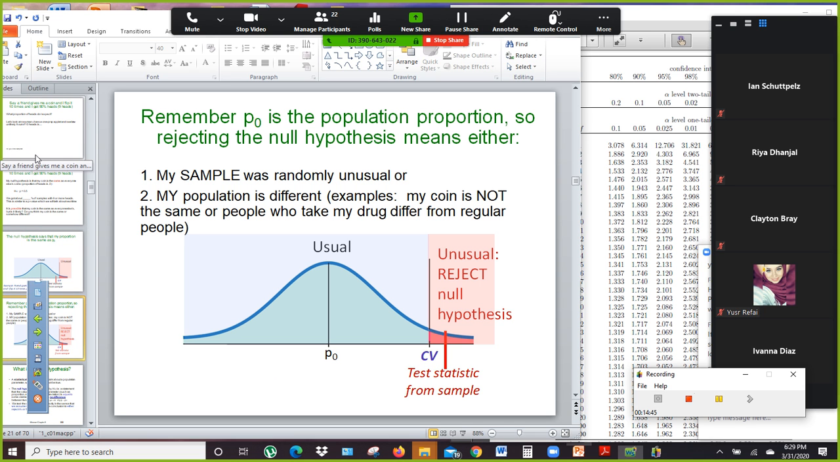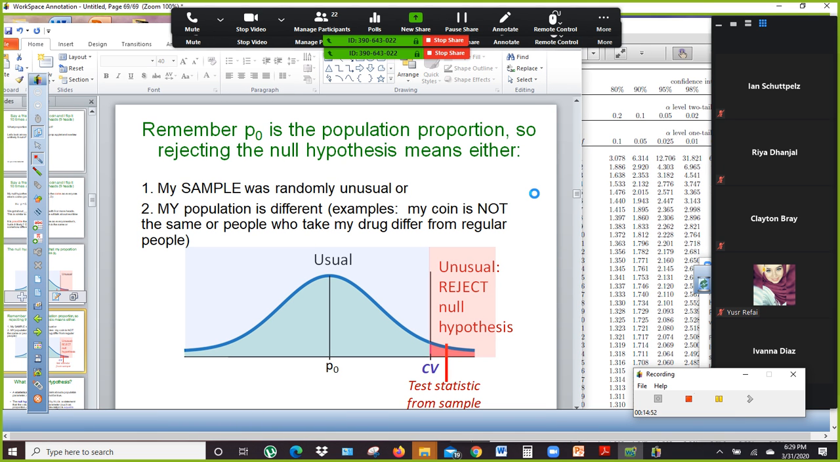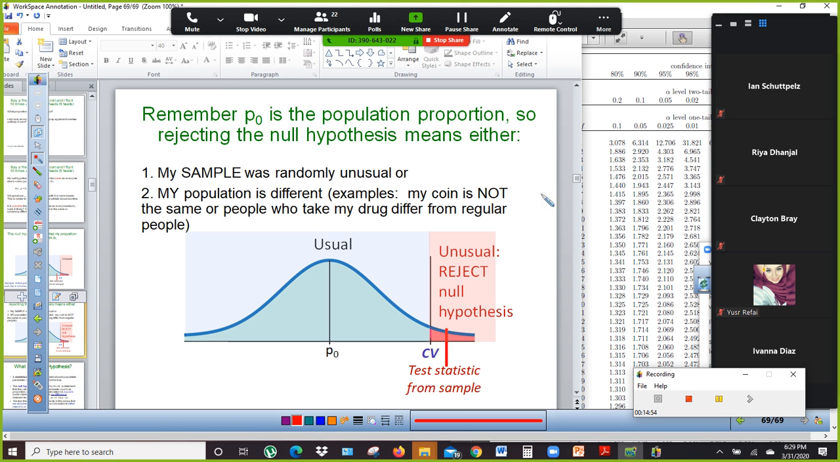All right, so let's just review this real quick. Remember, P0 is the population proportion. In other words, it's all card decks in the world. So rejecting the null hypothesis says that either my sample randomly happened to be unusual, just we happened to draw 6 red cards in a row, which could happen, or we happened to flip 9 heads in a row, which could happen, or my population is different. My coin is different. My deck is different. It's not the same as everybody else's.